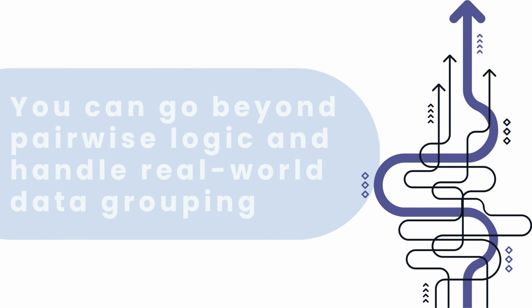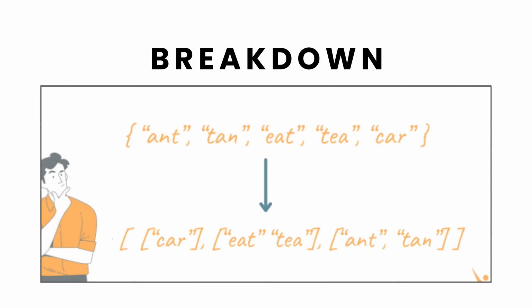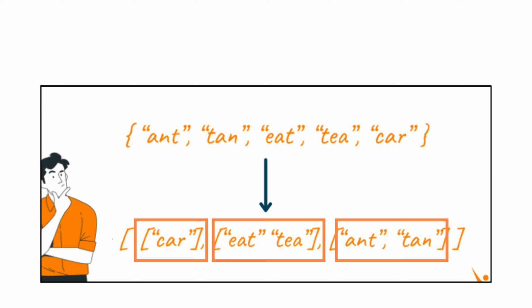Let's dive in. Here's the challenge. Given an array of strings, group the anagrams together. Anagrams have the same letters in a different order, so EAT and TEA are anagrams, as are TAN and ANT. As shown in the image, the output should be a list of lists, with each group containing words that are anagrams of each other. What's tricky?